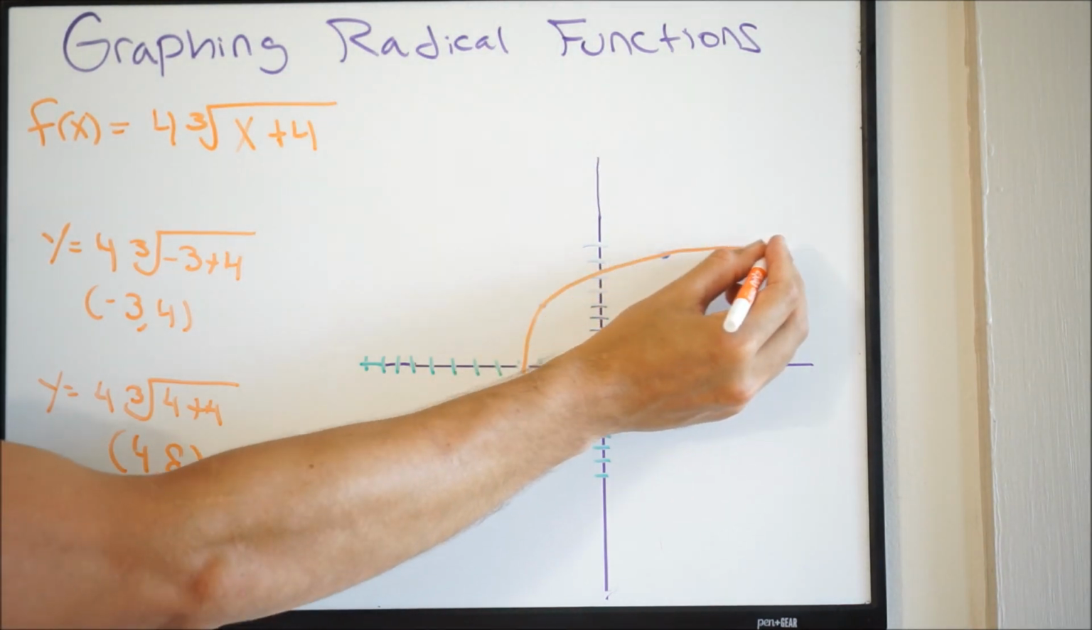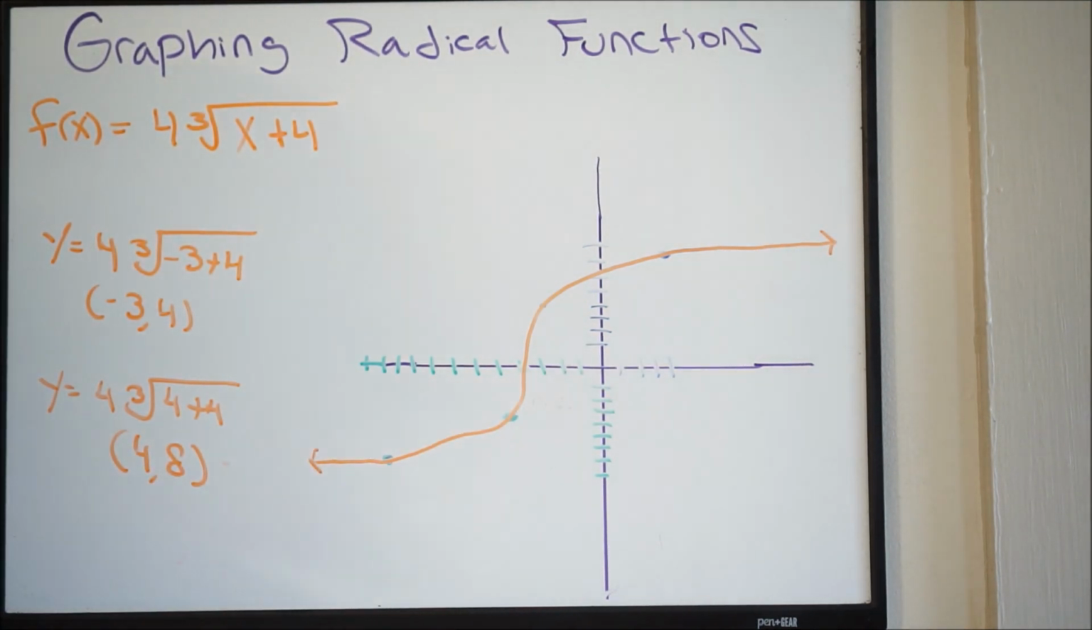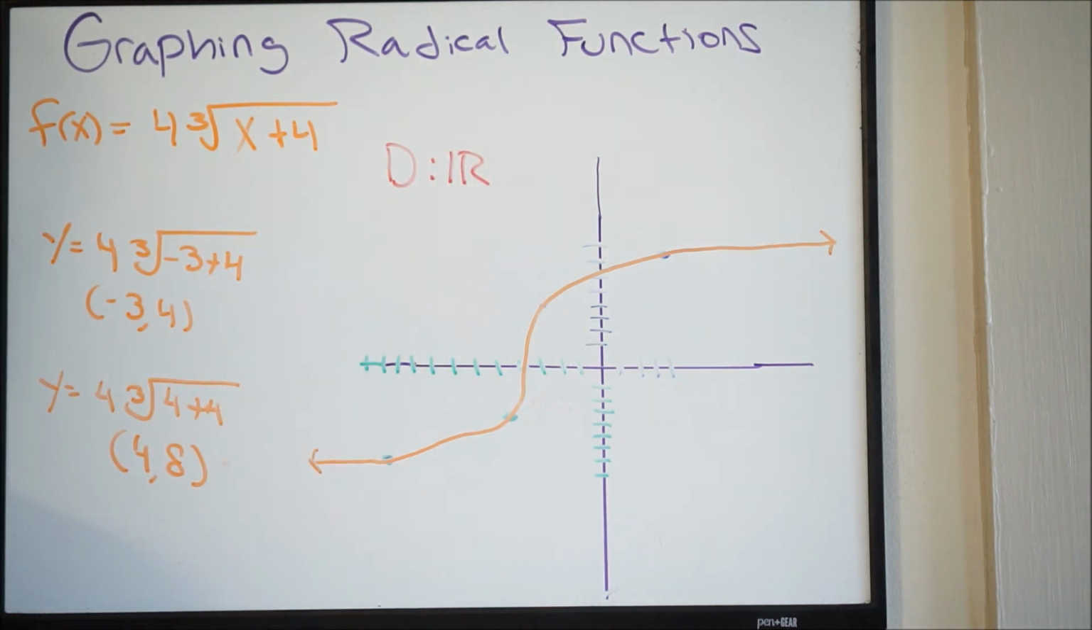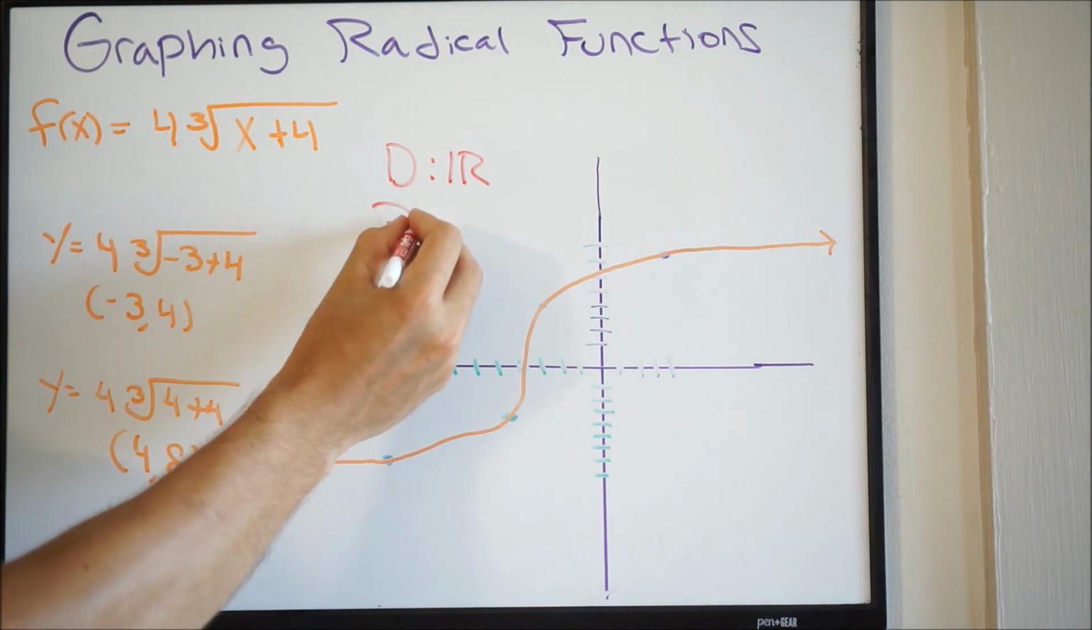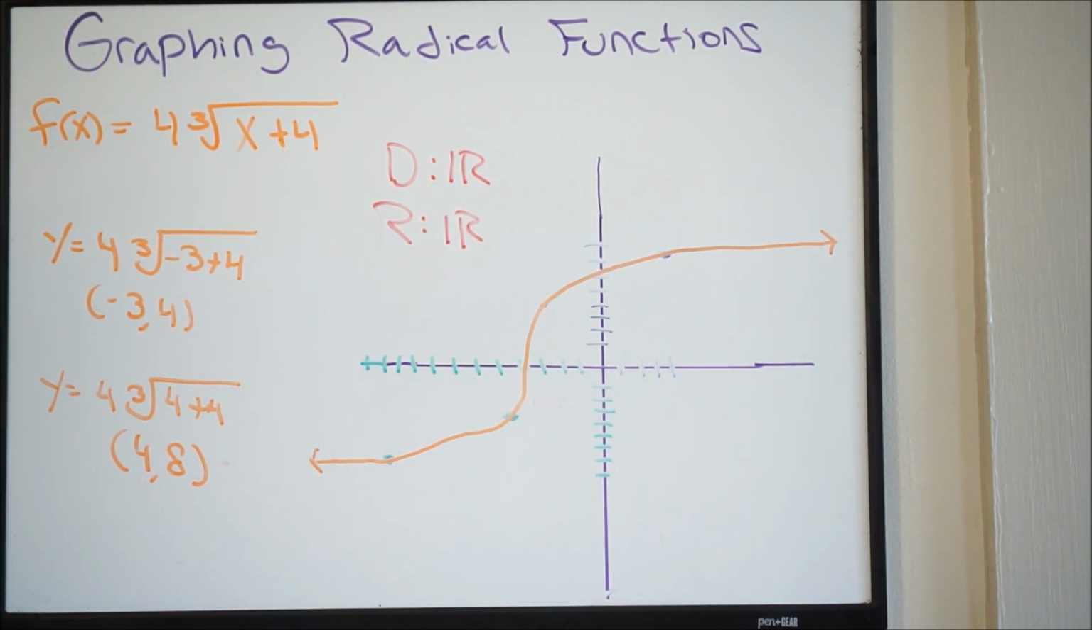And here is our graph. And we can see it makes sense. We said our domain is going to be all real numbers, so let's go ahead and write that down. We said our domain is going to be all real numbers, and we said our range is also going to be all real numbers. And looking at this graph, that is correct. All right, so it's always a good practice to go ahead and determine what your domain and range is going to be before you go ahead and graph. And that is how you go about graphing radical functions.